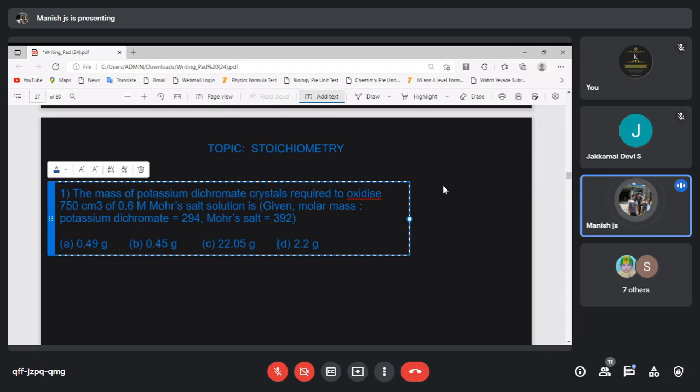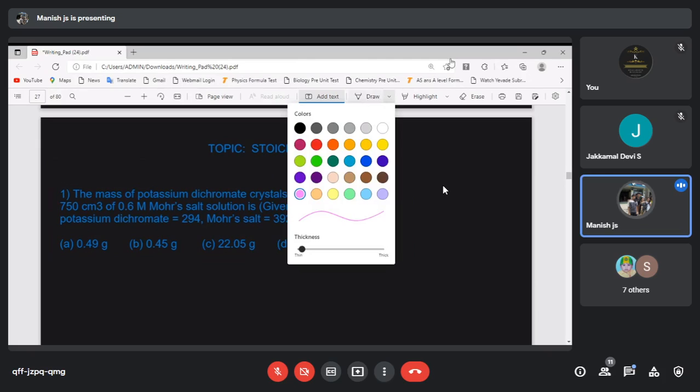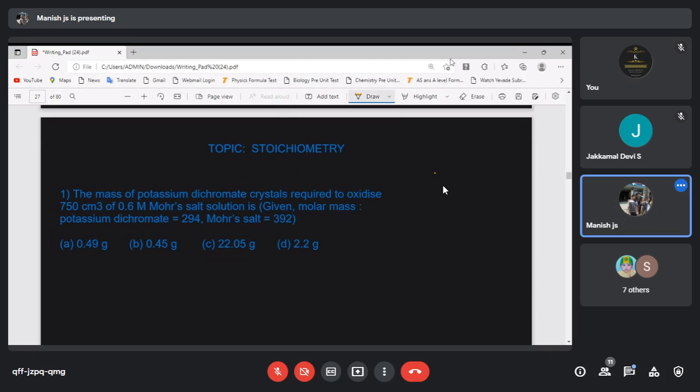And the molar mass of potassium dichromate, K2Cr2O7, right? That is potassium dichromate. And Mohr salt is 392. So you must know the formula. I will give you the formula also here. K2Cr2O7 is basically your potassium dichromate. And potassium permanganate, it's also good to know, is KMnO4. Keep this in mind. These are basic salts which you should definitely know.